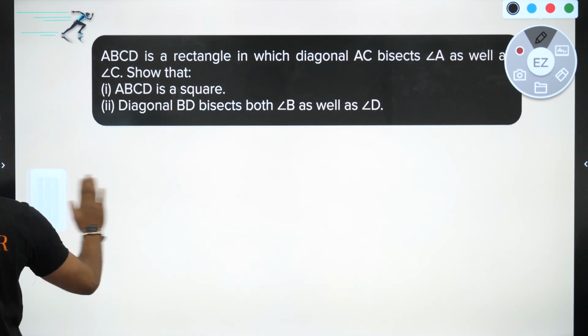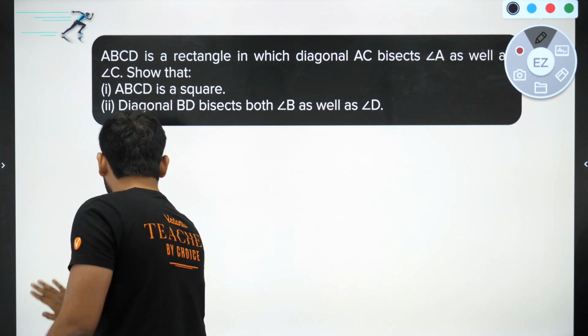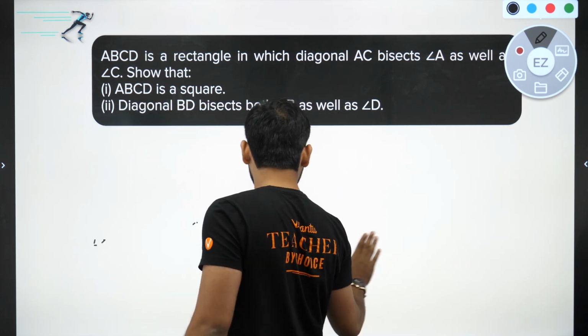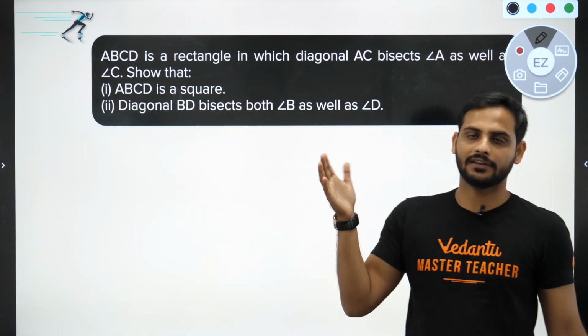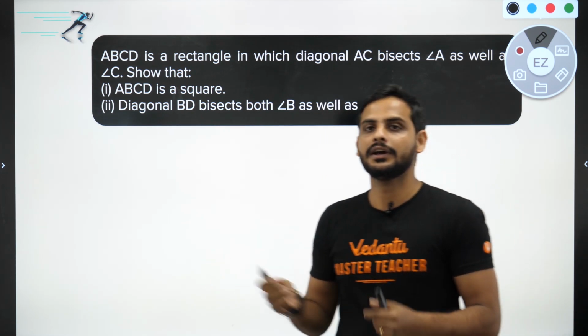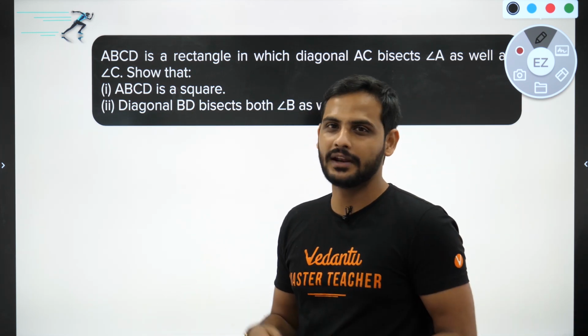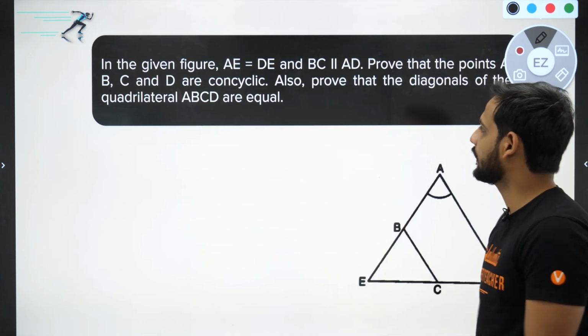Okay, so this is how this question can be solved. So you just saw how I can prove a rectangle to be a square. The main property given was what? That the diagonal is bisecting. So from here I have used that when the angles are equal, the sides opposite to those equal angles will also be equal in a triangle. Then I have proceeded further. Let's move to the next question.